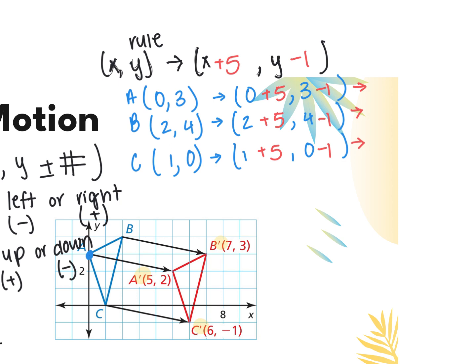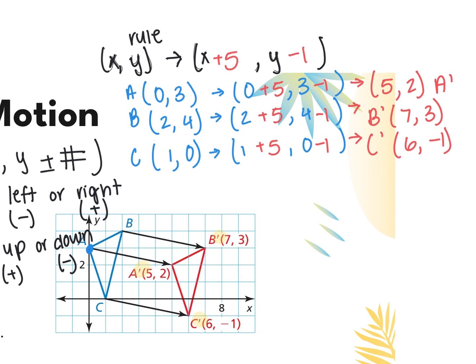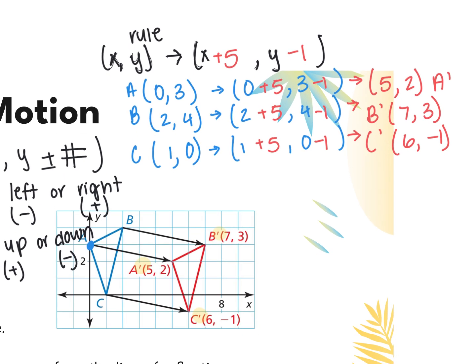0 plus 5, that's going to give me my 5. 3 minus 1, that's going to give me 2. And this is my A. My B, I'm going to have 7, 3. And my C, I'm going to have 6, -1. So if I were to check this with my diagram, it would be correct. So you have to be able to find your rule for translation.